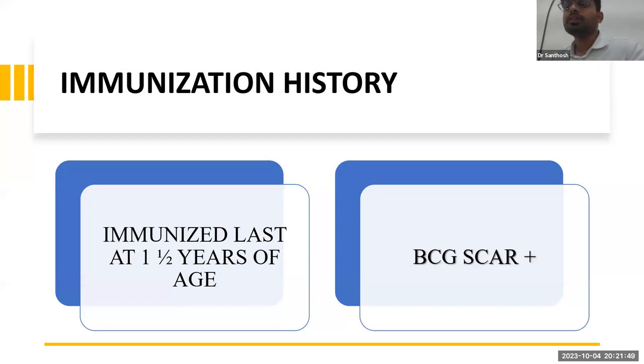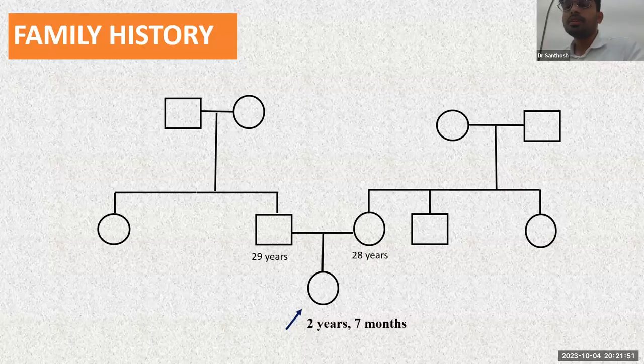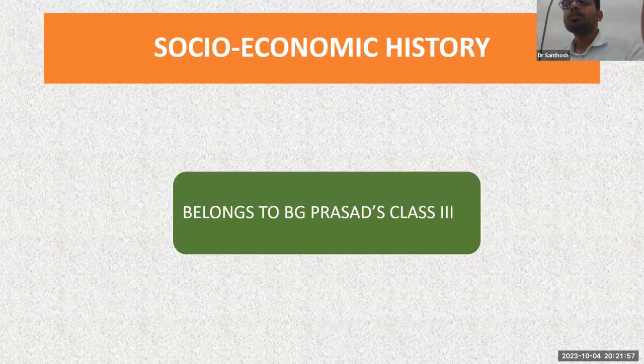The child was immunized last at 1.5 years of age with BCG scar present. First born to non-consanguineously married parents with no similar complaints or significant history in the family, belonging to BG Prasad's class 3.